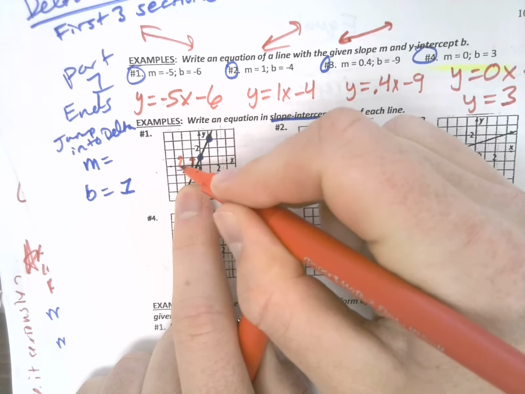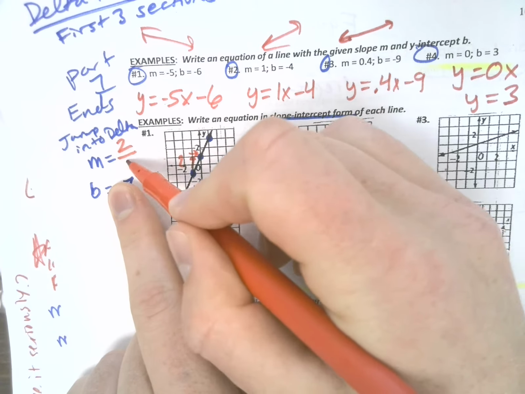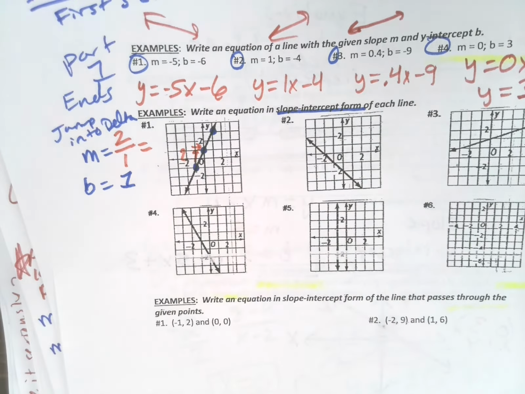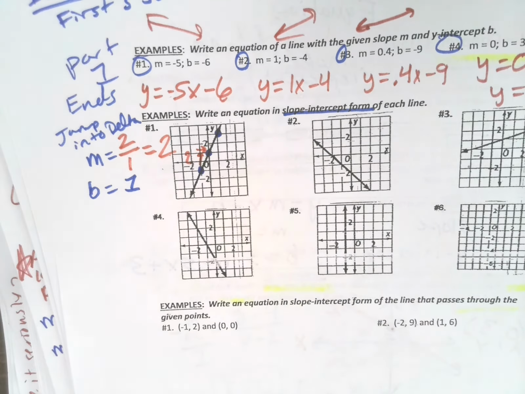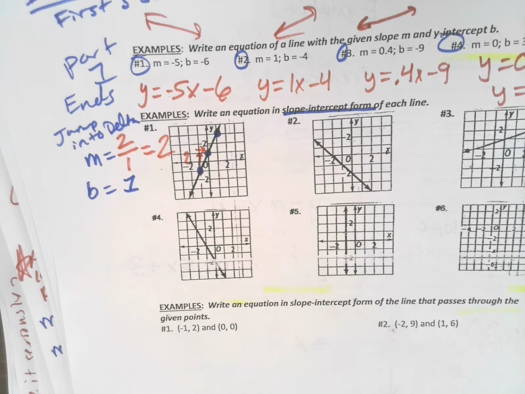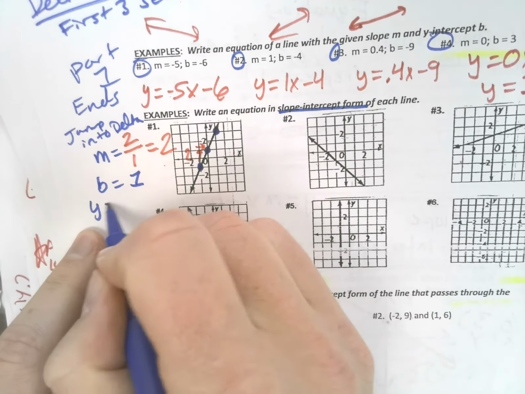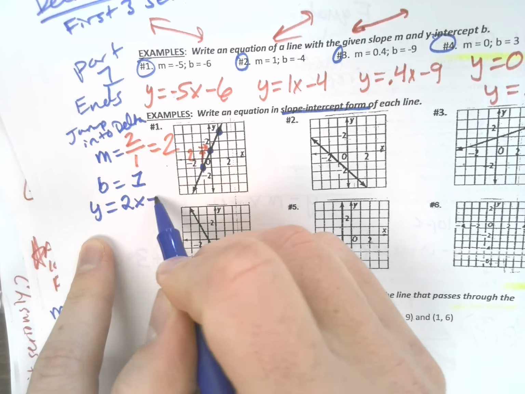Up 2, and then over 1. So that would be 2 over 1. And what's maybe a better way to write that? Just 2. Thank you, Colin. And do we have everything we need? Yeah, you got your M, you got your B. So Lorena, what would our equation look like with those two things plugged in? Y equals 2x plus 1.